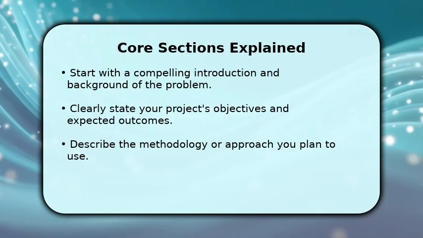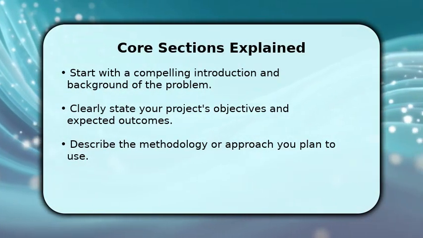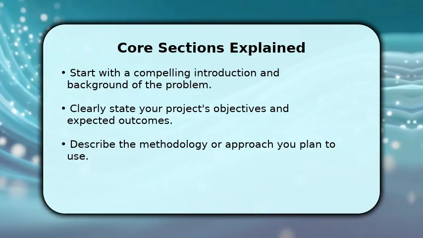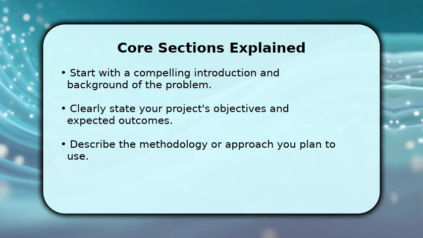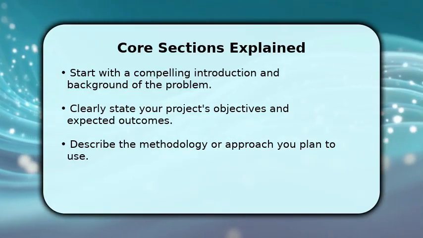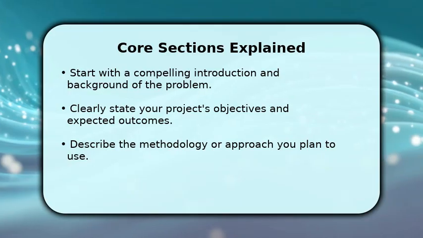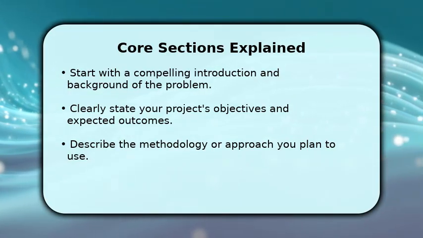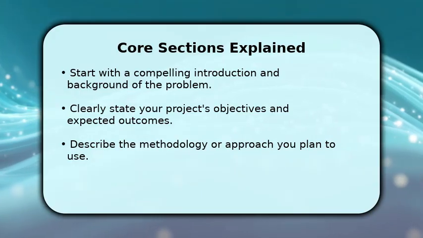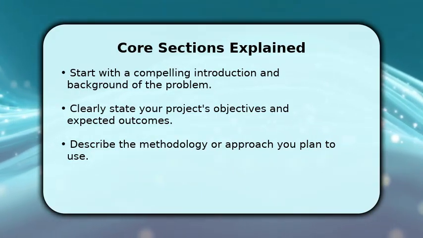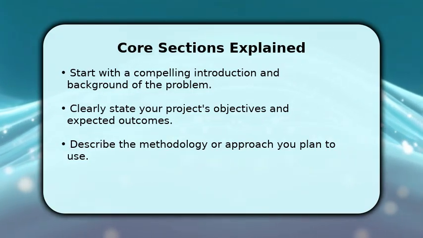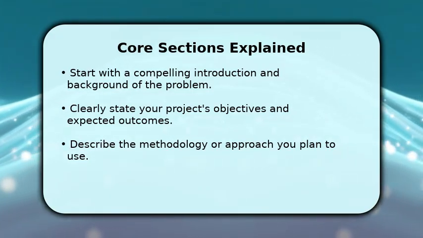Now, let's break down the core sections of a strong concept paper. You'll want to begin with a clear introduction that sets the stage and provides essential background information, highlighting the problem your project addresses. Following this, articulate your specific objectives and the tangible outcomes you anticipate achieving. Then, outline your proposed methodology, explaining how you plan to execute the project. Finally, include a concise timeline and a high-level budget summary to give stakeholders a complete picture.